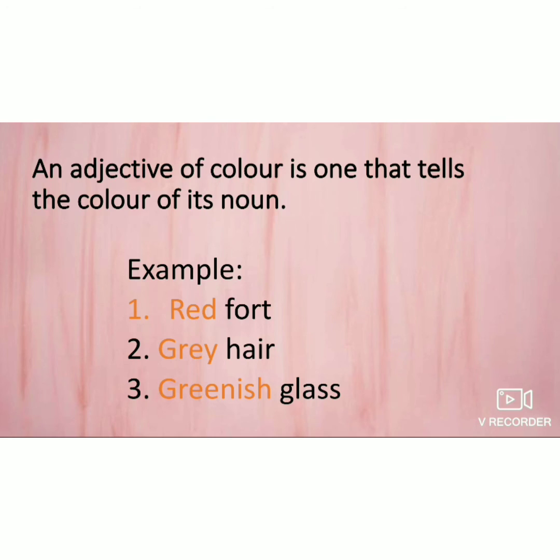That is all that we have to know about in this chapter. Adjective of class and adjective of color. An adjective of class is one that tells you to which class the noun belongs. An adjective of color is one that tells the color of its noun.